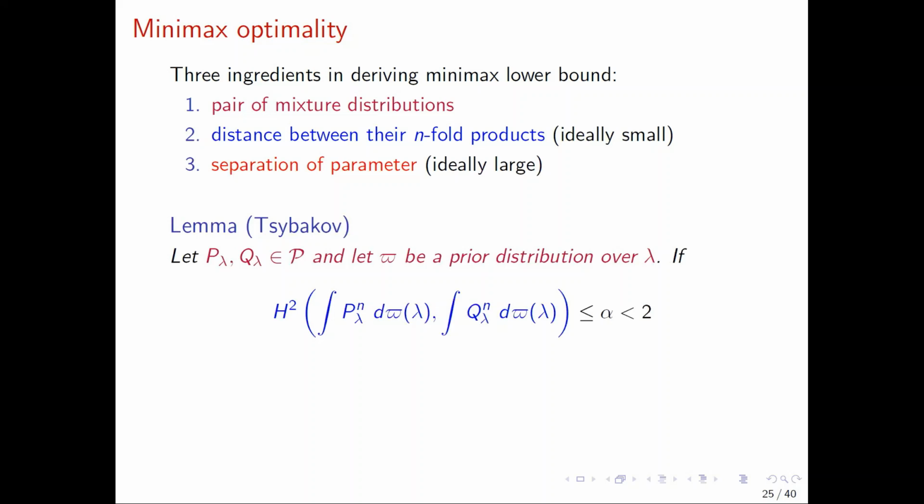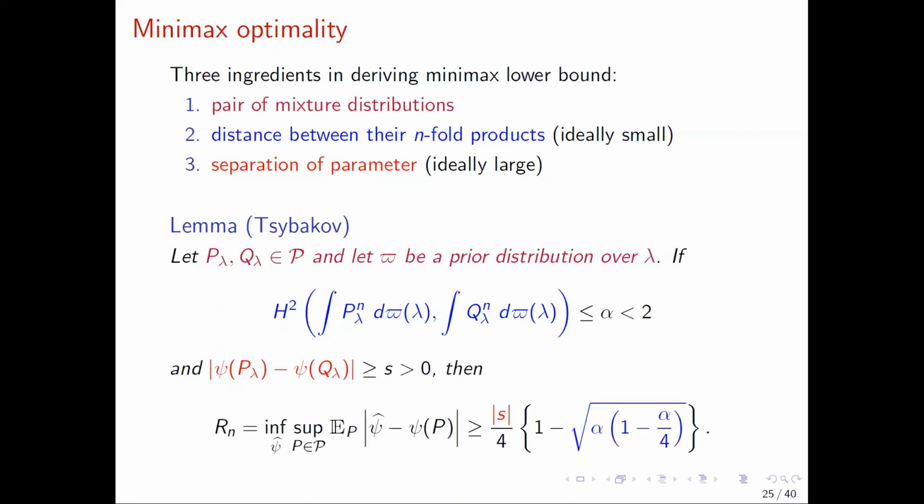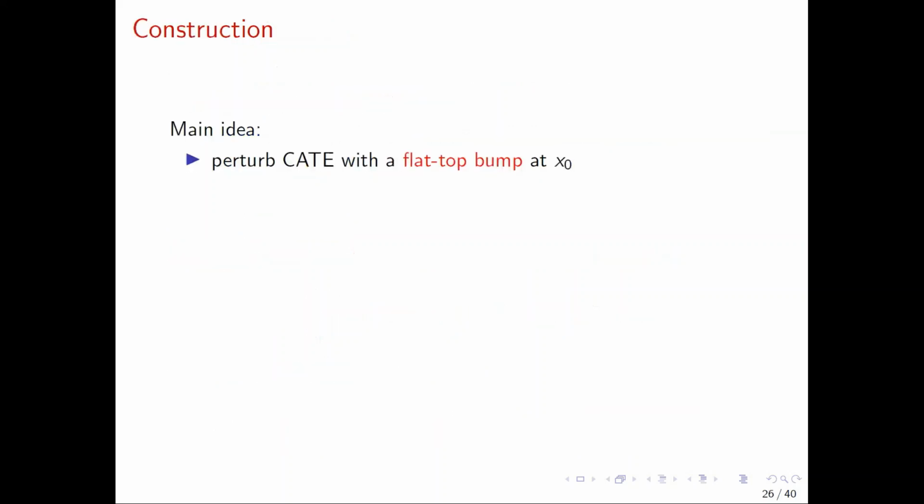Okay, so here's a lemma from the Tsybakov book, which is really useful if you're curious about learning more about minimax rates. This is just saying if the Hellinger distance between these two mixture distributions is small so that we can't reliably distinguish them and the parameter is separated, then you get a finite sample lower bound on the minimax rate. So we know that the minimax rate cannot be smaller than something that looks like a product of the separation and the distance, basically. So now the idea is to come up with these two mixture distributions, which are close.